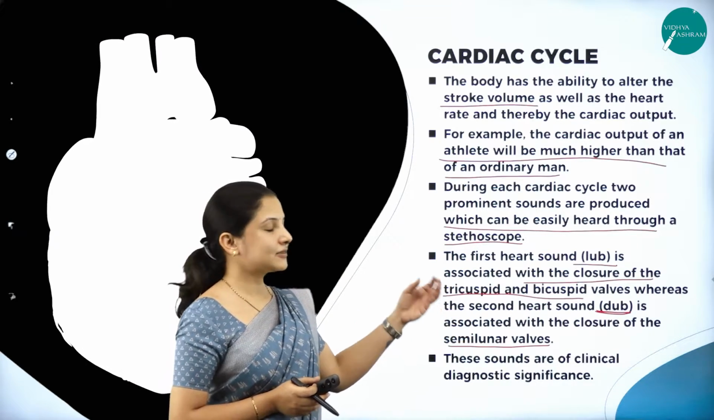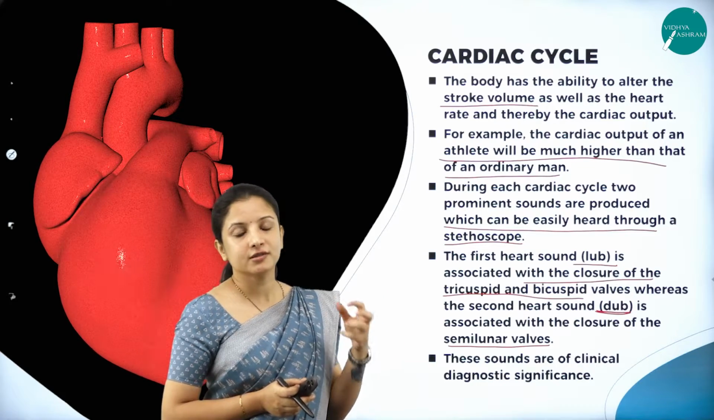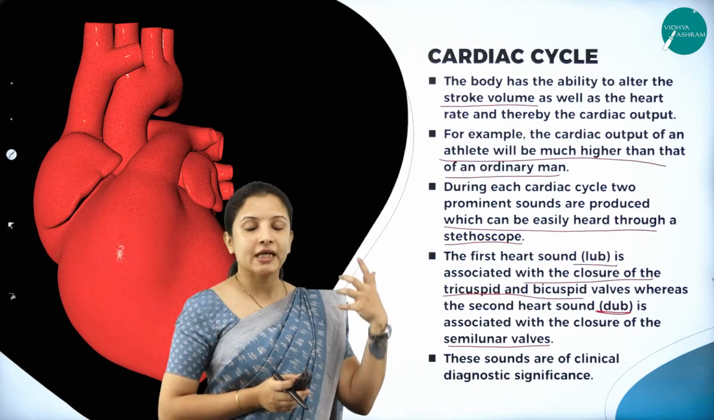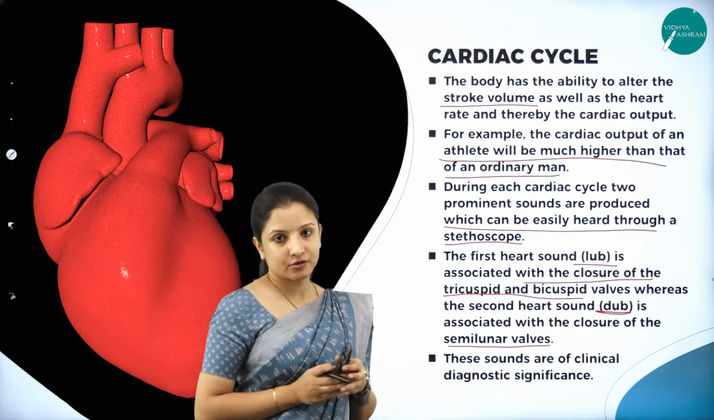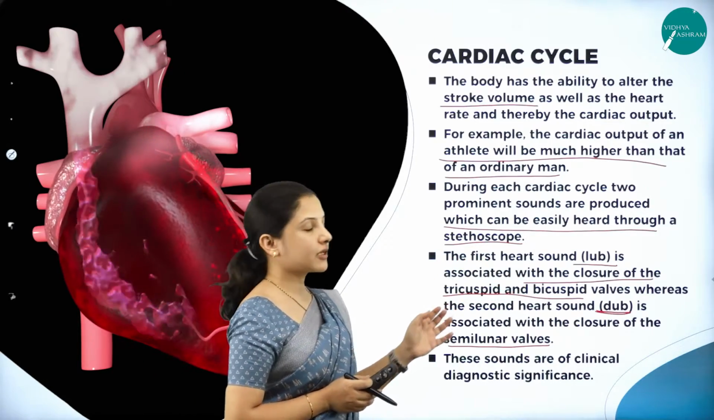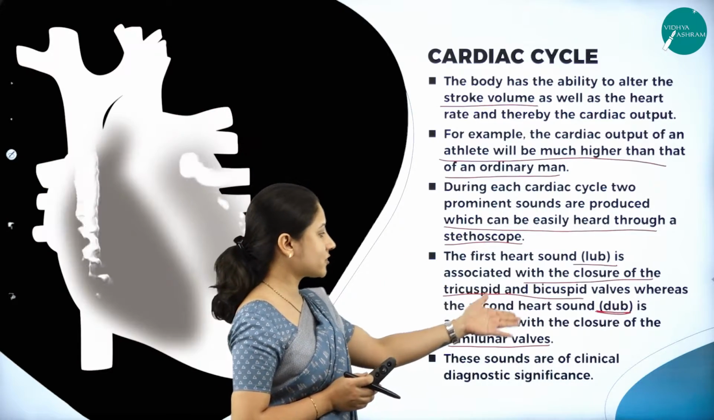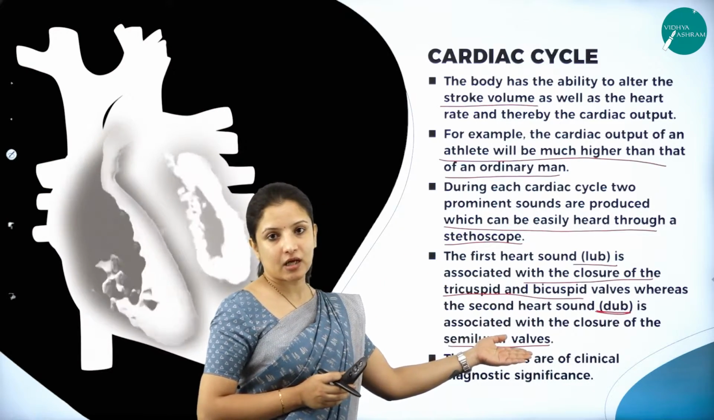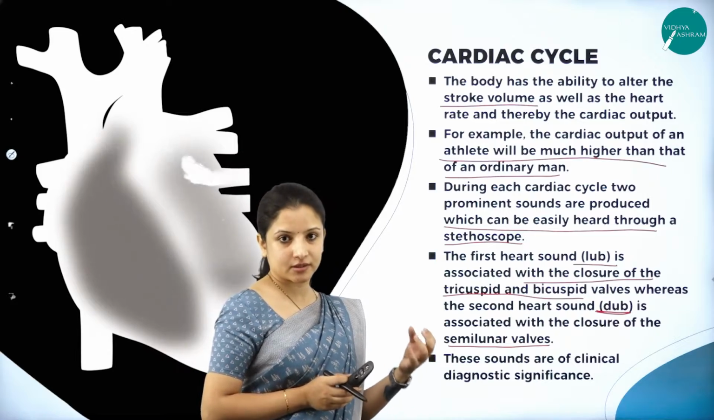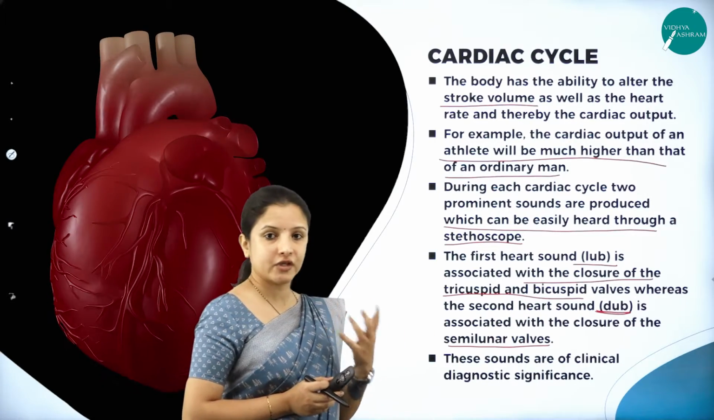What happens in the next semilunar wall? So semilunar valves close because the increasing pressure tends to close them. So when the closure of the tricuspid and the bicuspid valve occurs, the lub sound is heard, and when the closure of the semilunar valves occurs, the dub sound is heard. That is what we hear, the lub-dub sound of the heartbeat.